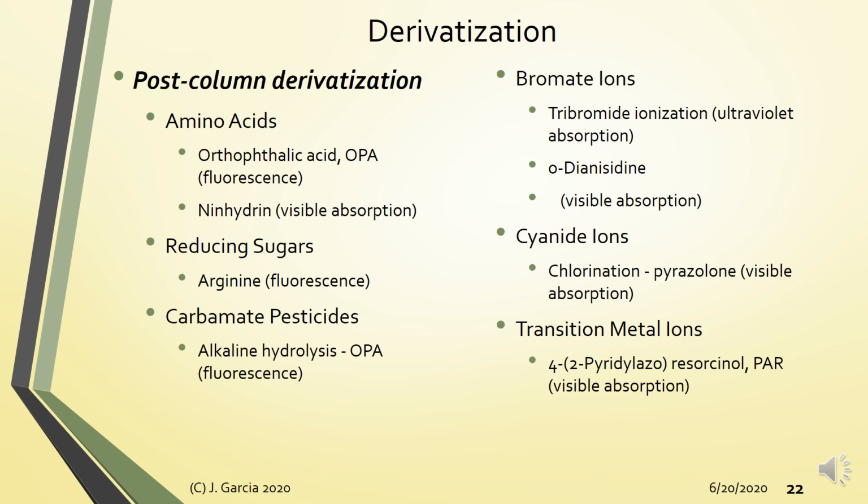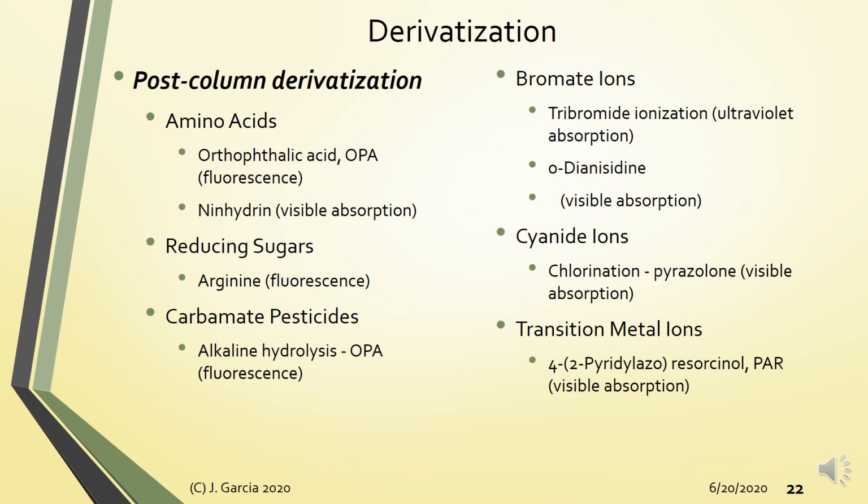Some common derivatization agents for post-column methods: for amino acids, for example, you can add ortho-phthalaldehyde or ninhydrin. With ortho-phthalaldehyde, you're enabling fluorescence detection, so for trace analysis of proteins. If you want to use visible detection, a UV-Vis detector, then you can use ninhydrin. For reducing sugars, you can add arginine to allow fluorescence detection. For carbamate pesticides, you can do alkaline hydrolysis followed by ortho-phthalaldehyde, also for fluorescence.